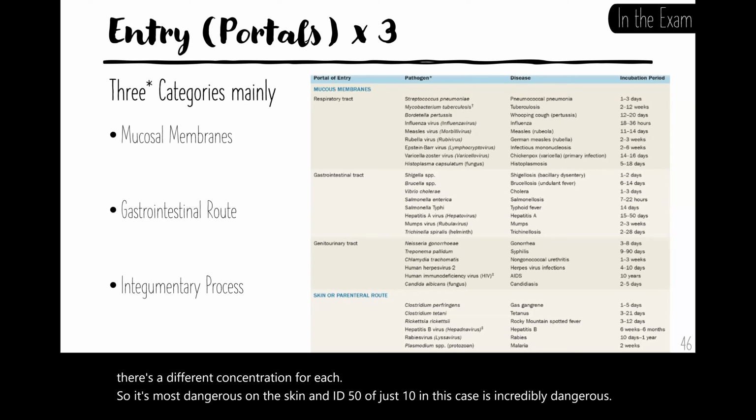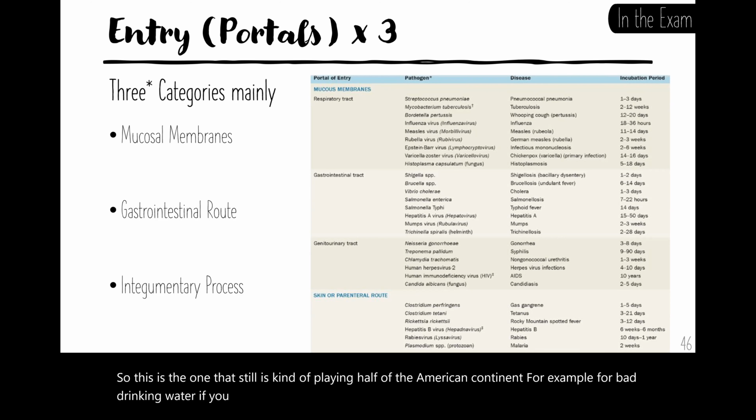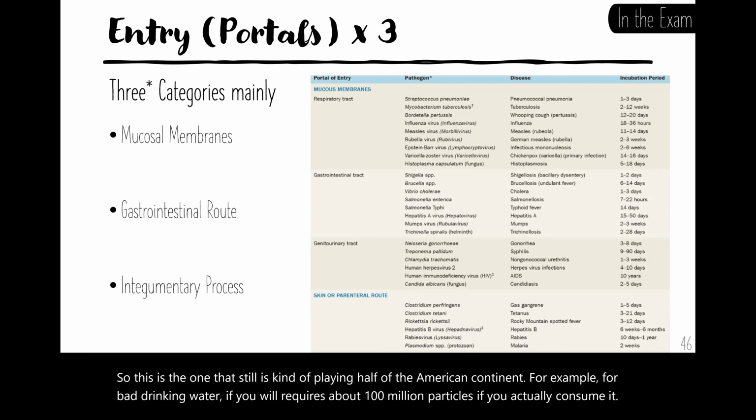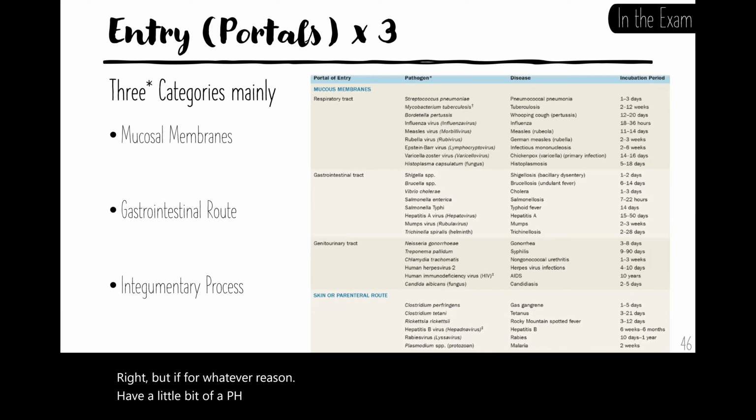Now, cholera, for example, is the one that is still kind of plaguing half of the American continent, for example, through bad drinking water, if you will. It requires about 100 million particles if you actually consume it, right? But if for whatever reason you have a little bit of a pH change, say you decide you want to drink some alkaline water, meaning you're alkalinizing the fluid that you're drinking, so something like sodium bicarbonate, or baking soda, is present, it only requires now 1 million particles, meaning that you can make it 100 times more powerful just by making the water a little bit more alkaline.